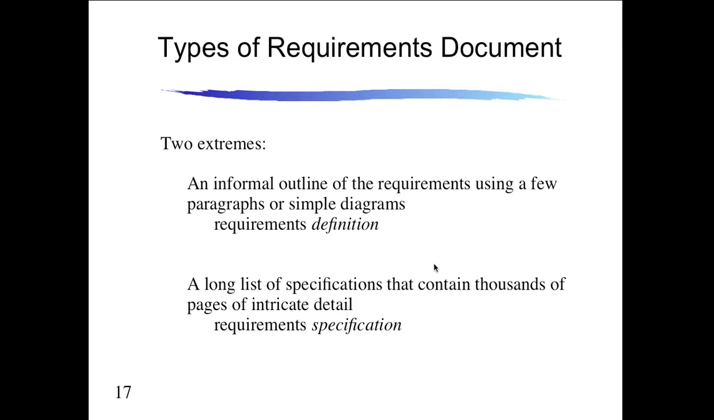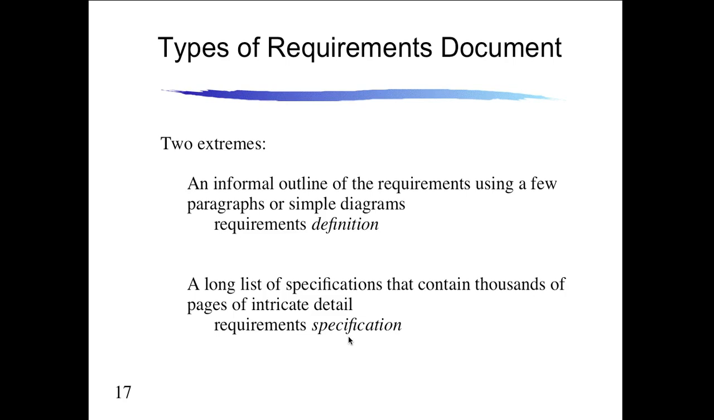Now, I talked about different types of requirements in terms of functional and non-functional. There are also different types of requirements documents. We have a requirements document, which is a generic term that, in my case, I'm using as another term for definition, or we have a requirements specification. A definition and a specification are just different in terms of the level of detail.